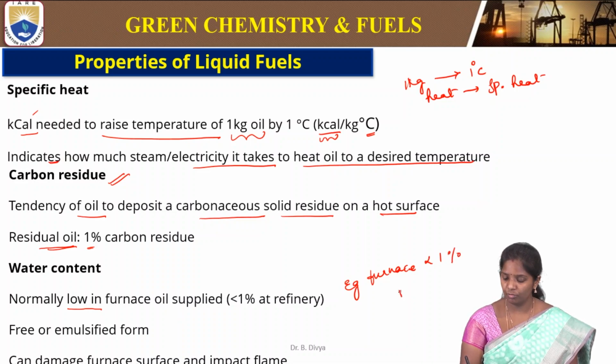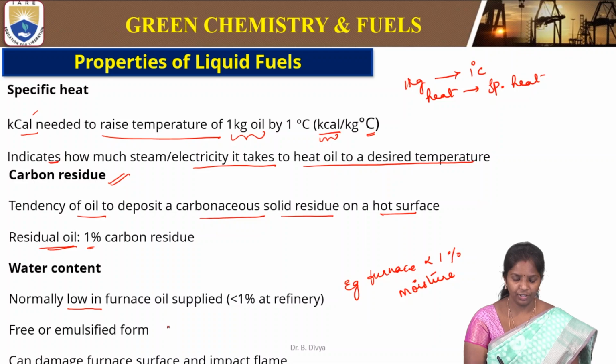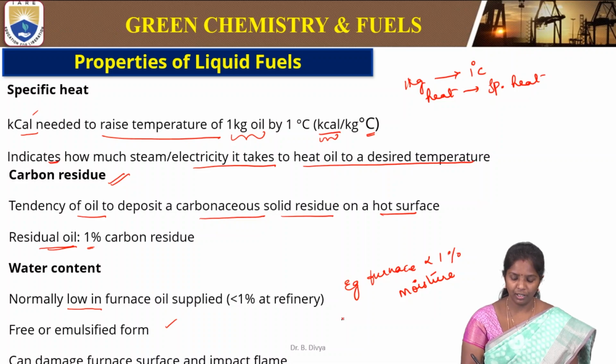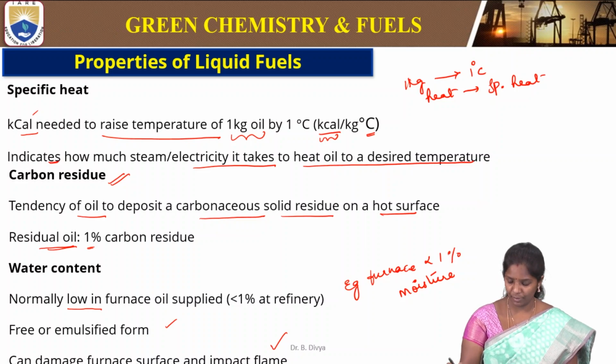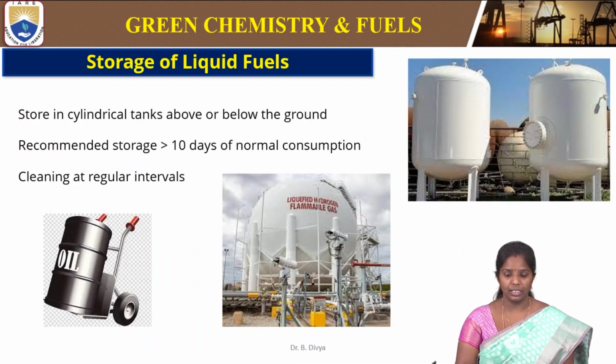Water in the form of moisture. So moisture should be very low, and it will be low only for liquid fuels. In free or emulsified form, it can damage the surface of the furnace and impact the flame. So if it is present, it can damage the surface by corroding it, and it also impacts the flame that will be produced in the furnace.